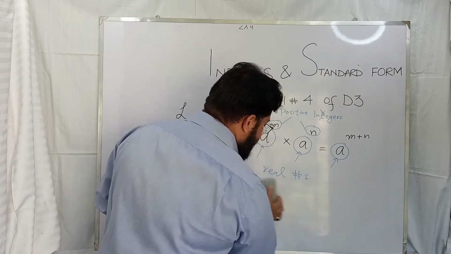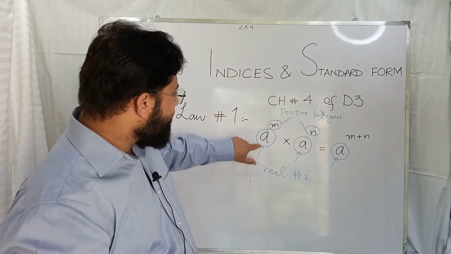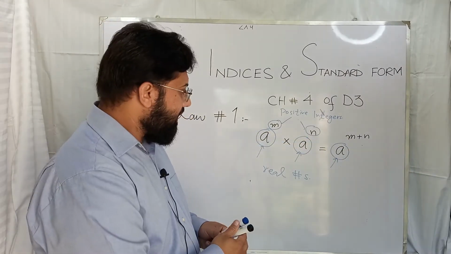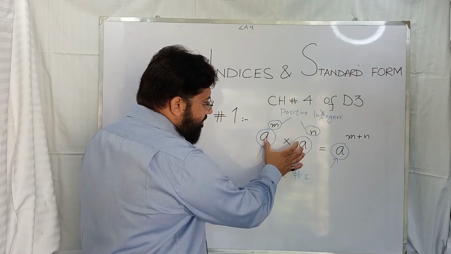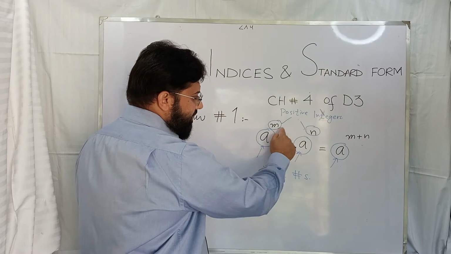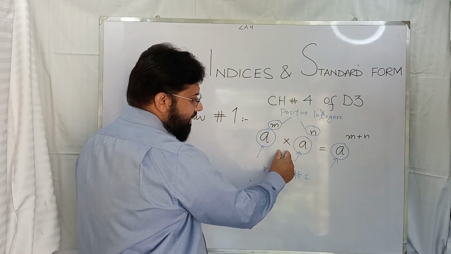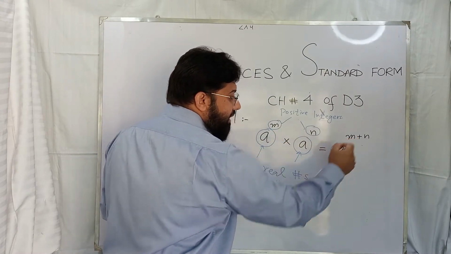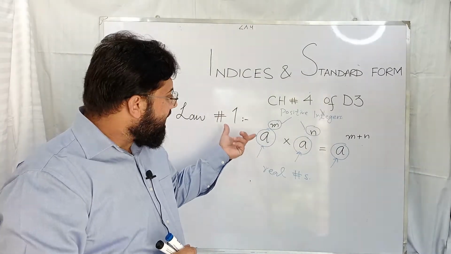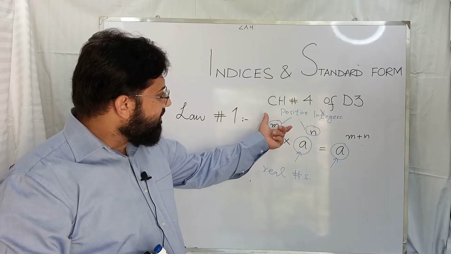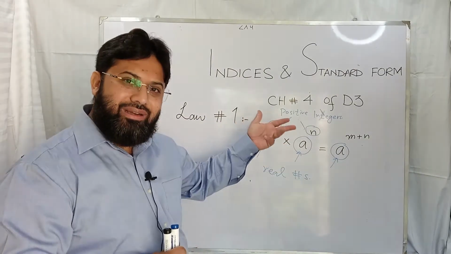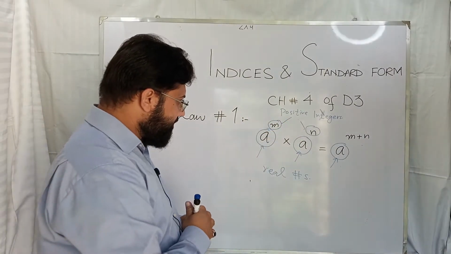Now back to the law again. This law says a to the power m multiplied by a to the power n is equal to a to the power m plus n. It means that if both the bases are same but their powers are different and bases are going to multiply each other, then their powers are added. These laws are used in algebra, and these laws basically deal with the indices. More like these are more related to the indices than the bases.